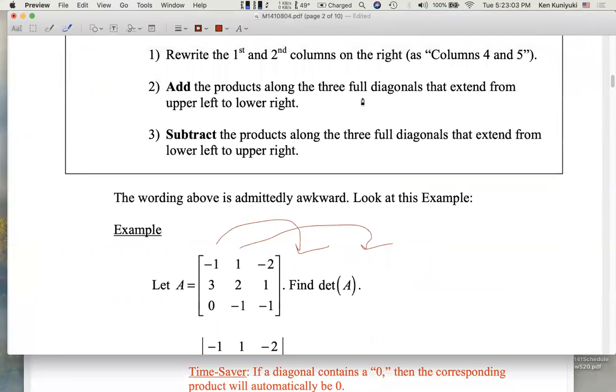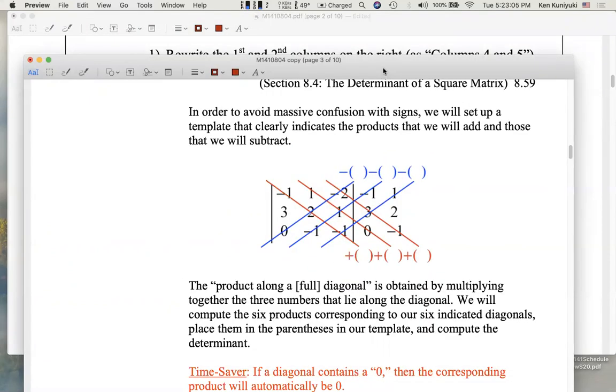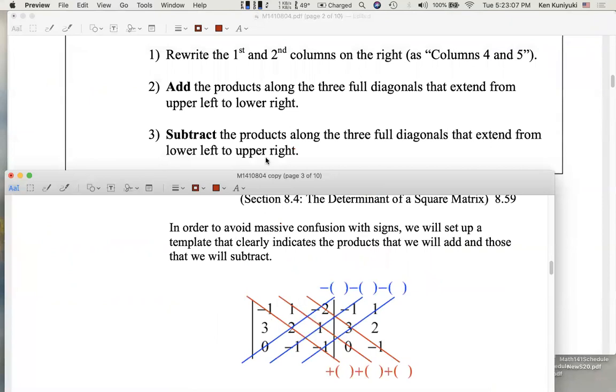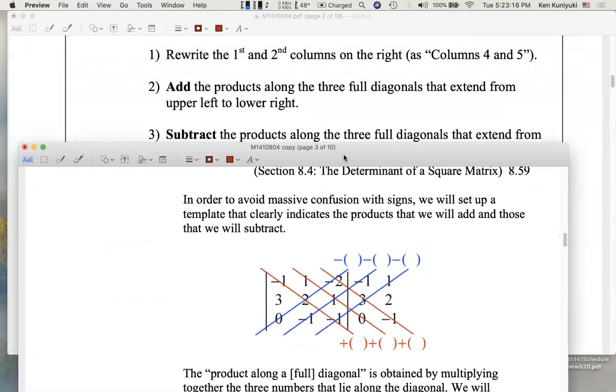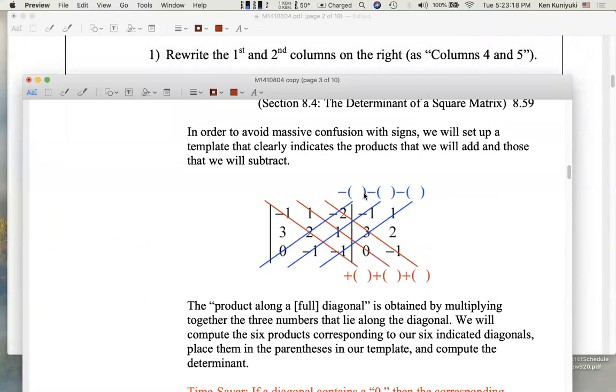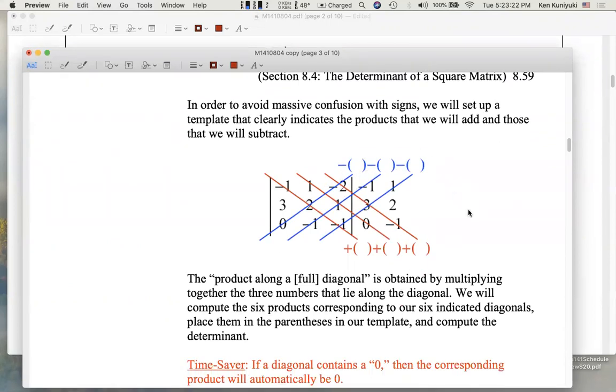So we add the product along the 3 full diagonals that extend from upper left to lower right, and we subtract the products along the 3 full diagonals that extend from lower left to upper right. In order to remember that you subtract these products, that's why we put the minus signs in the templates. So after you get this template down, it's very easy. You take the product along each diagonal and put it in parentheses. Your only danger is an arithmetic error, a mechanical error.